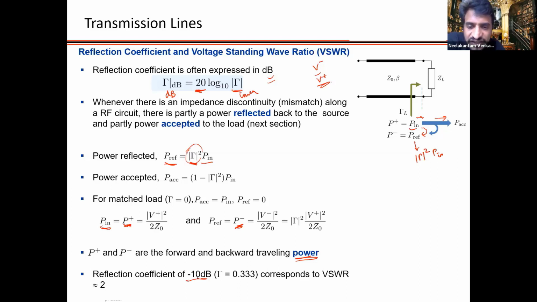Now, if this is minus 10 dB, my linear reflection coefficient is 0.33. You can go ahead and convert it from dB to linear scale, which corresponds to a VSWR.